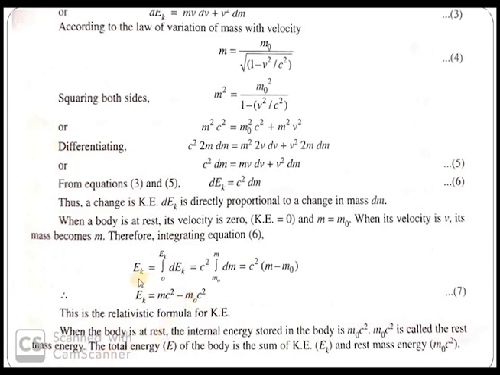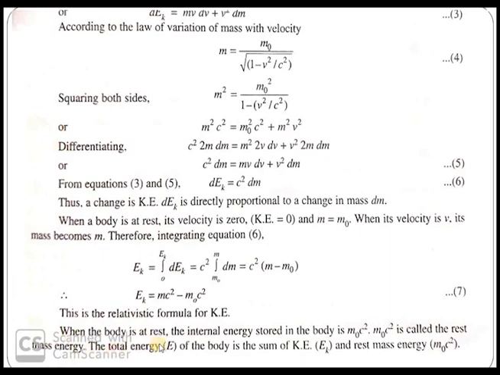Okay, so this is very important. Just put it in a square bracket while viewing this class. When the body is at rest, the internal energy stored in the body is m0 c square. The internal energy or the rest mass energy of the body is m0 c square. This is again important. m0 c square is called the rest mass energy.